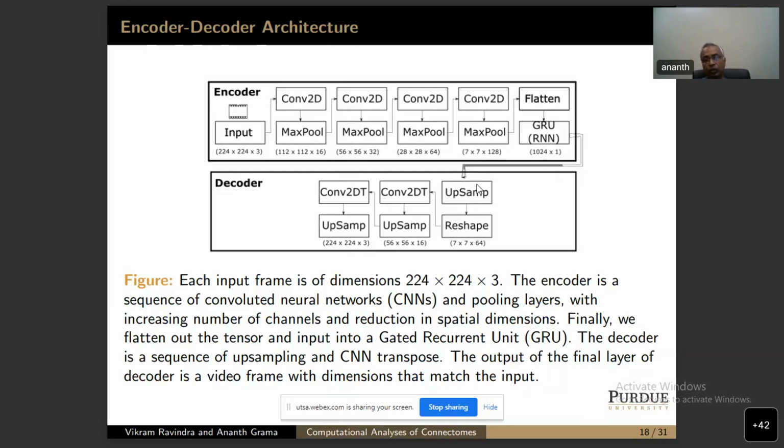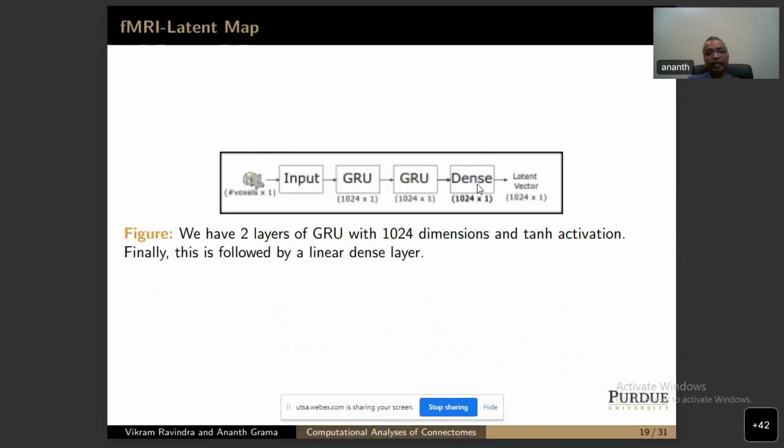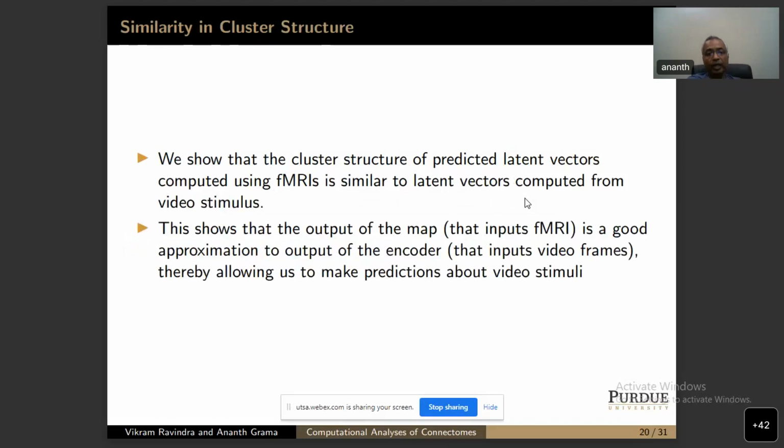So this is the encoder-decoder architecture, and this is the fMRI to latent map architecture. So there's a whole bunch of GRUs followed by some dense layers, and that gets us into the latent representation as well. So with this, we can start to show a number of things. So we first showed that the cluster structure of predicted latent vectors from the fMRI is very similar to the latent vectors that you would get coming in from the video.